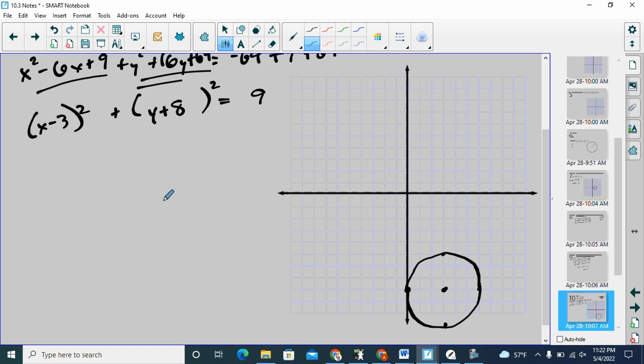And that is the notes for section 10.3, which is on circles.